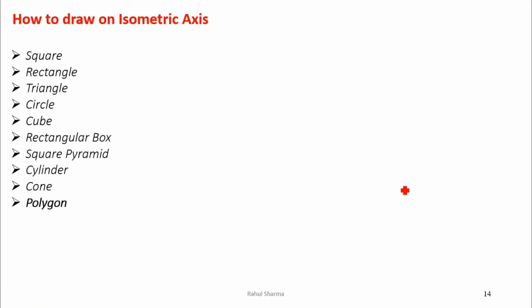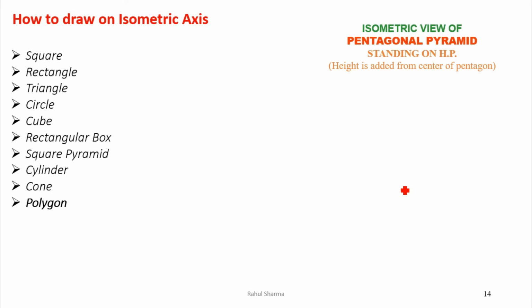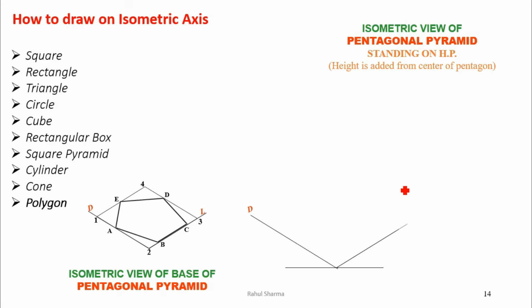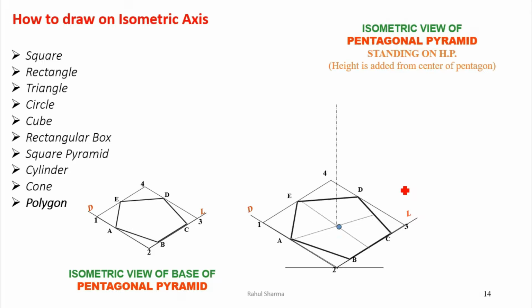Now we will see whenever we have to draw any polygon. Polygon means it will have n number of sides. So the question is a pentagonal pyramid. Again it is a non-iso object. In case of this, first we have to draw the pentagon in actual dimension on the sheet. Then we will copy this on the isometric axis, and then we will find the midpoint and height, and like this you can draw. Again I have drawn a separate video on this. You can watch those here.